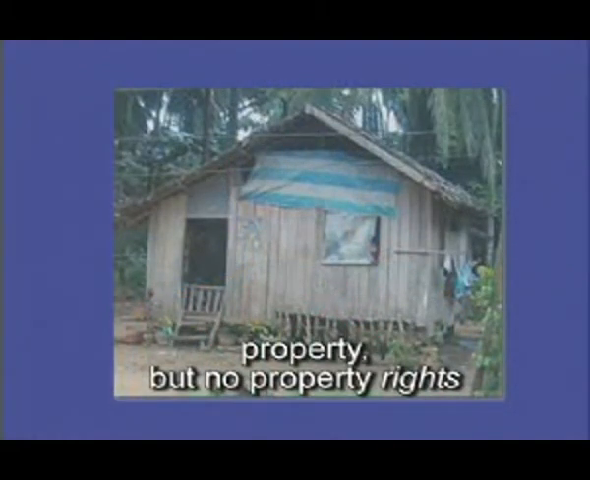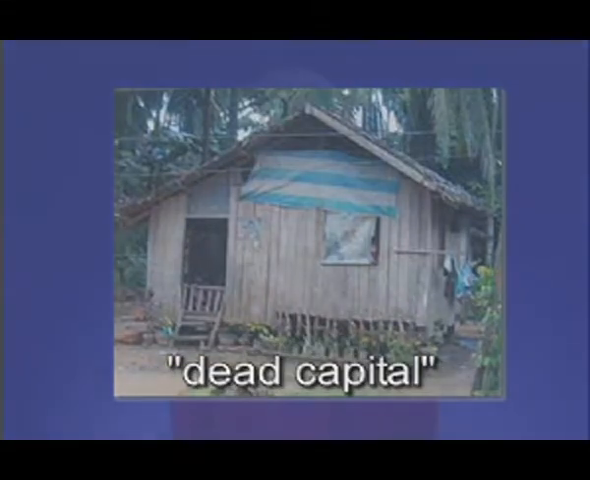The Toreras, like many poor people throughout the world, have no deed to their house and no title to their land. There's no official piece of paper they can point to, no land registry record that can back up their claim to property. They have property, but they have no property rights. Hernando de Soto, the Peruvian economist we've referred to before, would say that they have dead capital.